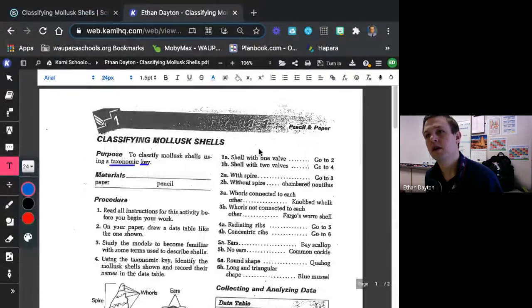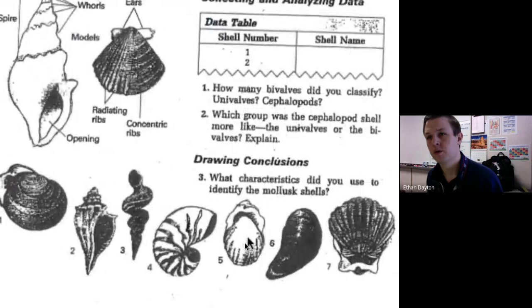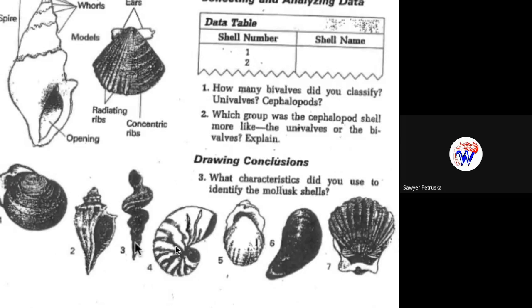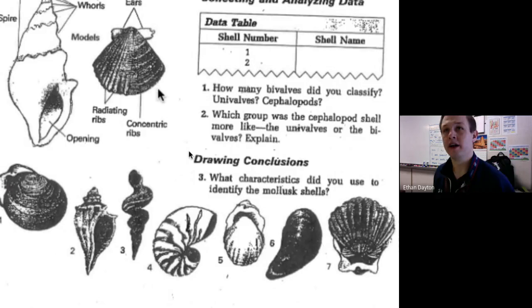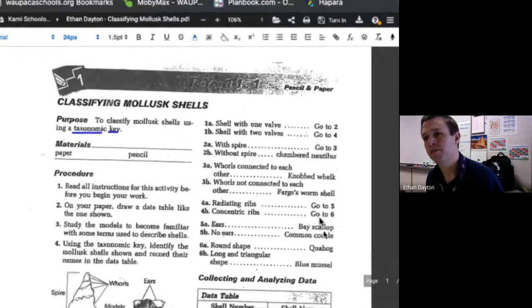All right, so we go to number 4. Number 4, radiating or concentric ribs? Sawyer, do the ribs run vertically like this or horizontally like this? What do you think? I think the ribs are up and down. Yep, radiating. Very good. Awesome. Those are radiating. We are doing a great job of identifying. Radiating. Go to number 5.